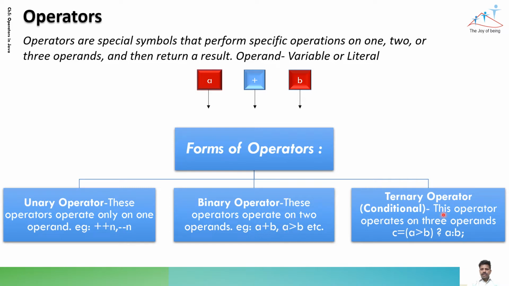Next and last one is the ternary operator, which is also called the conditional operator. This operator operates on three operands. In order to perform a ternary operation or conditional operation, we need three operands. Basically here the right hand side expression contains three operands. Operand one is the condition, then question mark, then a, operand 2, colon, operand 3 is b in the given example.